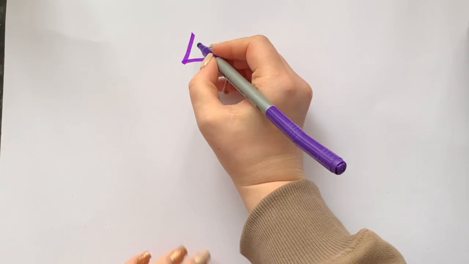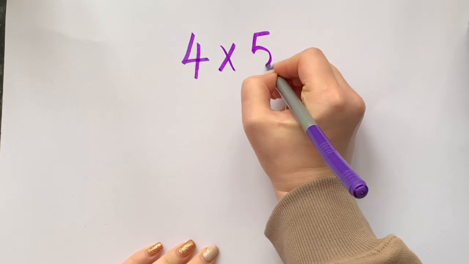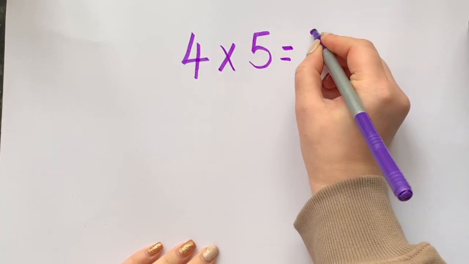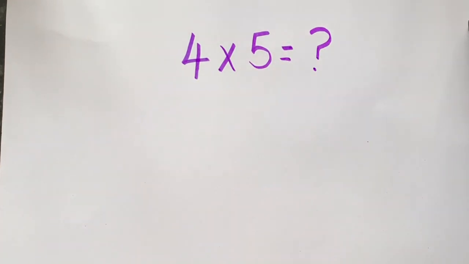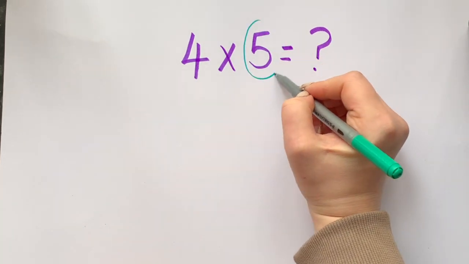Let's have a go at another one. I wonder if it will work the same with this number sentence. I've got 4 times 5. What do you think I have to do? Pause the video. That's right, I have to look for the number I can count in.